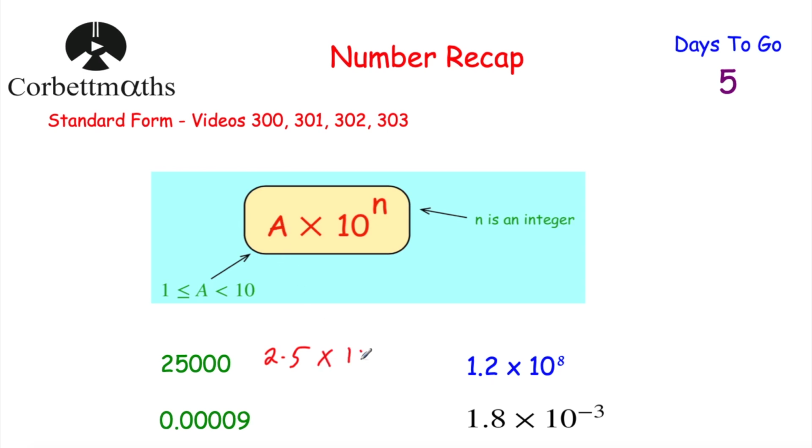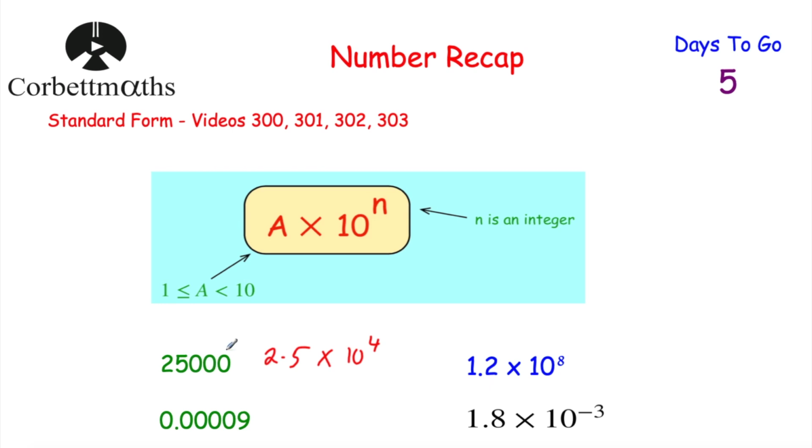And then we would multiply that by 10 to the power of something. If we multiply by 10, we get 25. Multiply by 10 again, it'd be 250. If we multiply by 10 again, that'd be 2,500. And if we multiply by 10 again, that'd be 25,000. So we've multiplied by 10 four times, so it'd be 2.5 multiplied by 10 to the power of 4.